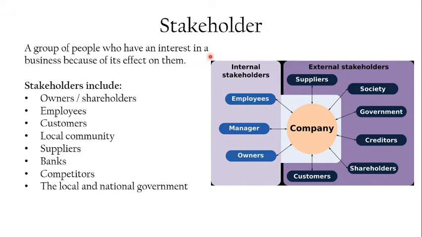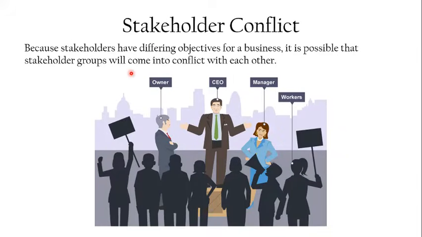Businesses all have stakeholders. Okay, the stakeholders on the specification are these ones here, the first 5 here. They're groups of people who have an interest in the business because it has an effect on them. These stakeholders might all have different aims, and therefore they can come into conflict with each other.